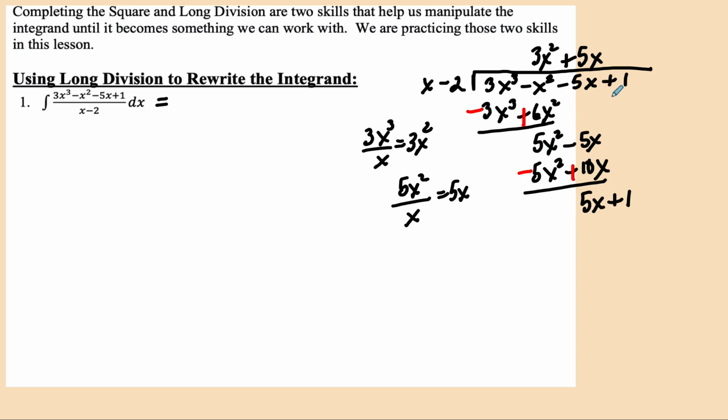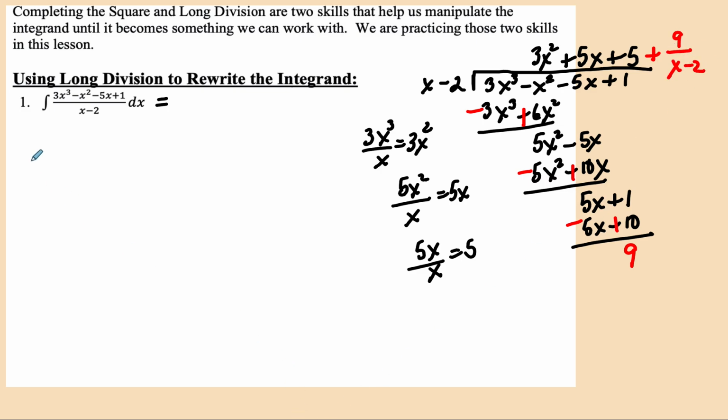And then I'm going to take 5x and divide it by x, and that'll be 5. So this will be plus 5, and that'll be 5x minus 10. And again, I'm going to subtract, minus, plus, and then I'm going to have a remainder of 9. And the way we put remainder is plus 9 over x minus 2.